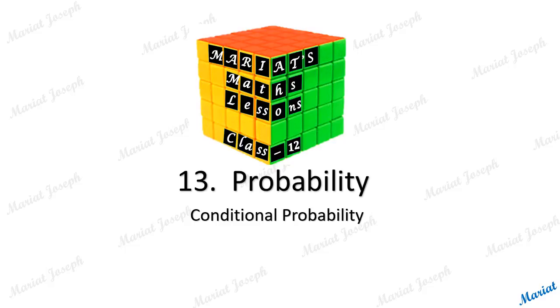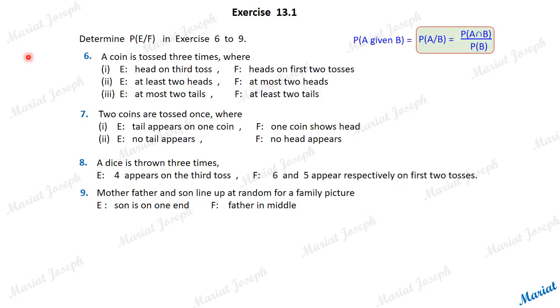Let us do some problems on conditional probability. Determine conditional probability of E given F in exercises 6 to 9. Different examples here given to us. Let us discuss them one by one.